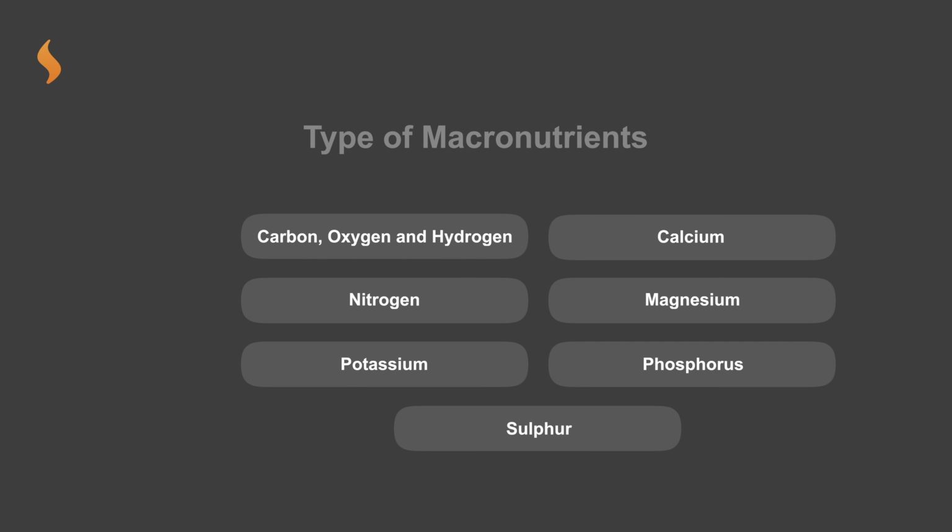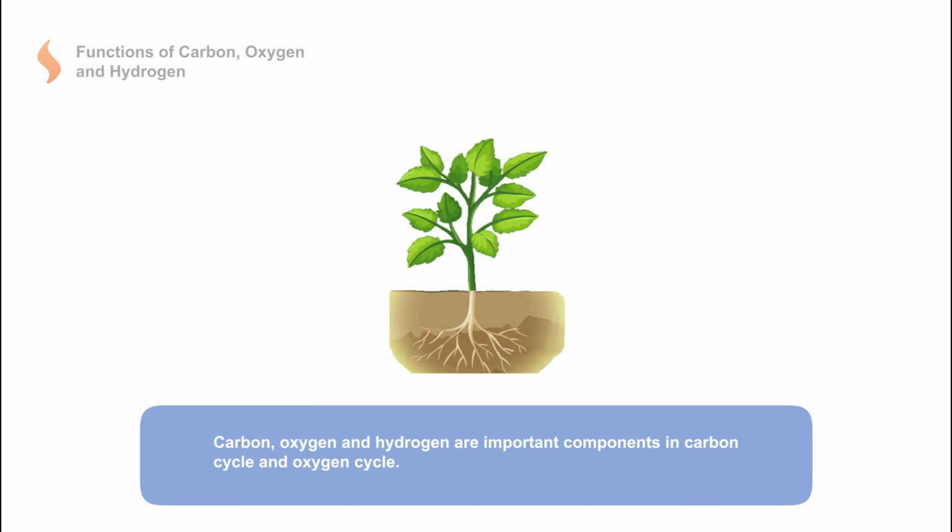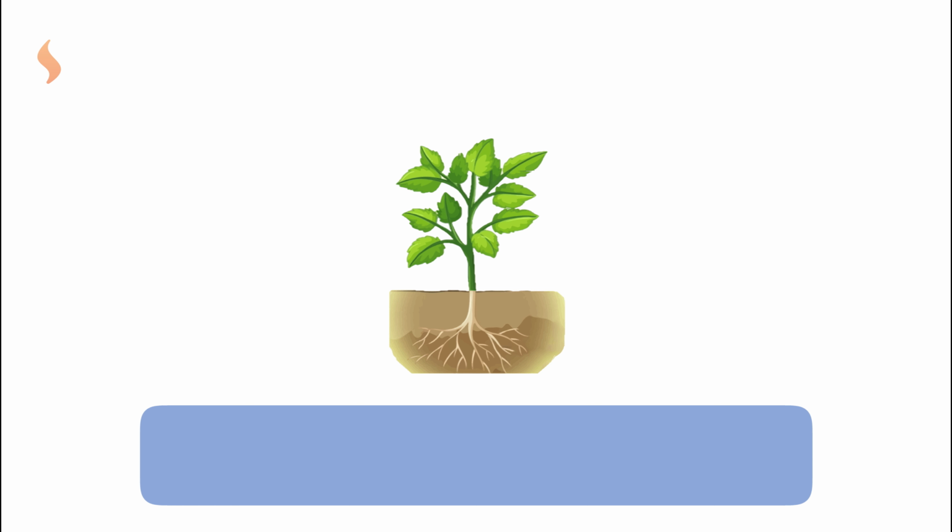There are 7 types of macronutrients. First, we'll look at carbon, oxygen and hydrogen. Carbon, oxygen and hydrogen are important components in the carbon cycle and oxygen cycle. They are components in all organic compounds of plants and important components in the synthesis of sugar.